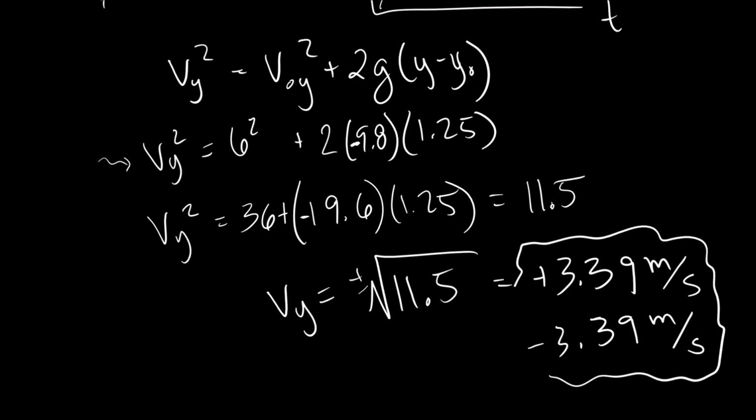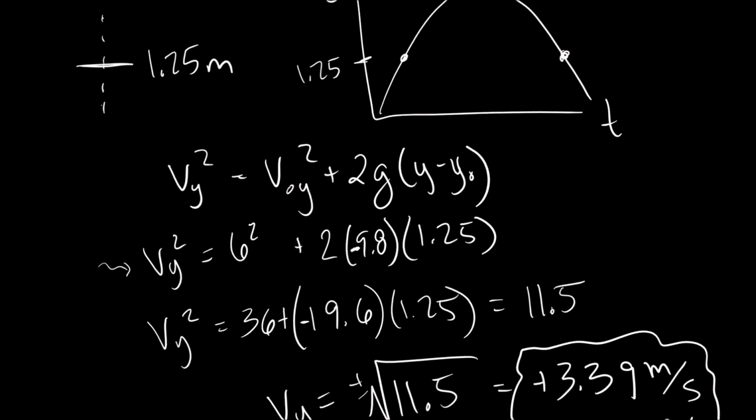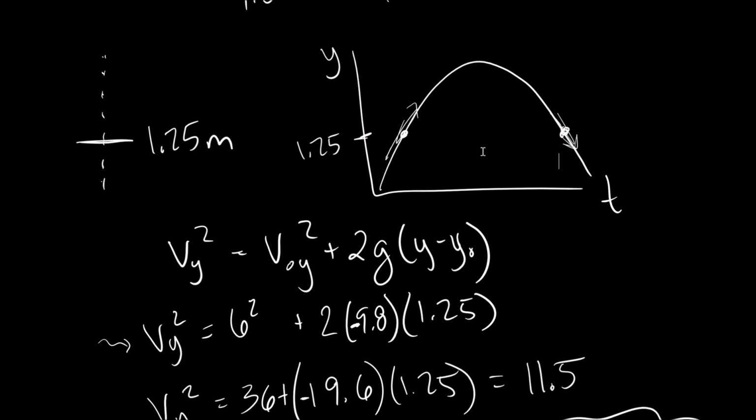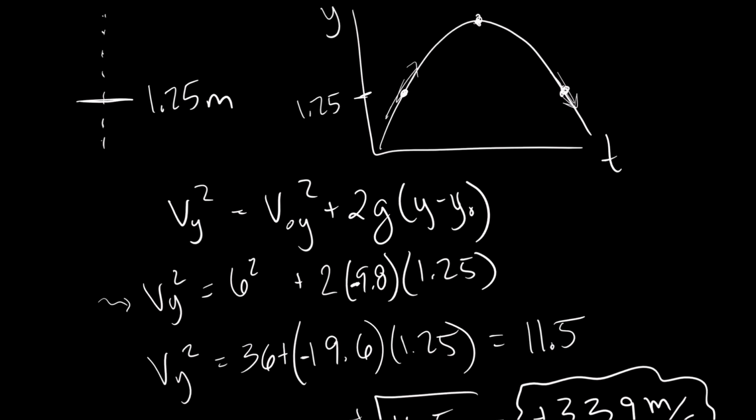Okay, for that answer. And that makes a lot of sense because going this direction, the slope is positive, right? Going up, okay, and on this side, the slope is negative, it's going down. So the velocity is positive, velocity is negative. Makes sense. And there's symmetry in this graph, so that's very nice. If we have a positive velocity of 3.39 at 1.25, then when the springbok passes back through 1.25 on the way down, it's going to have a velocity of negative 3.39.